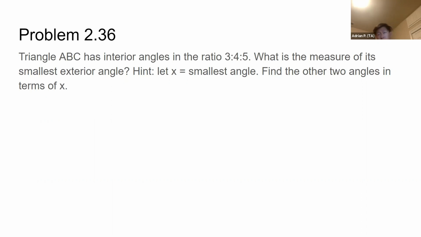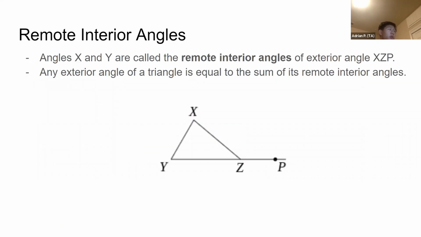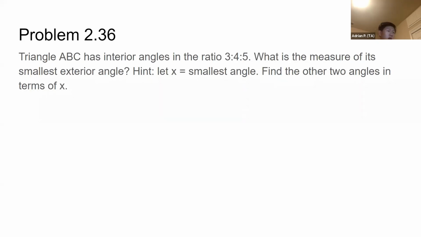Then, if you remember from the remote interior angles, the exterior angle is equal to the other two angles. So you're going to have one exterior angle that's 3x plus 4x, another that's 3x plus 5x, and the largest one is 4x plus 5x. So one exterior angle equals 7x, the other equals 8x, and the largest equals 9x. If you're looking for the smallest exterior angle, that's the 7x, which is 7 times 15, which is just 105 degrees.